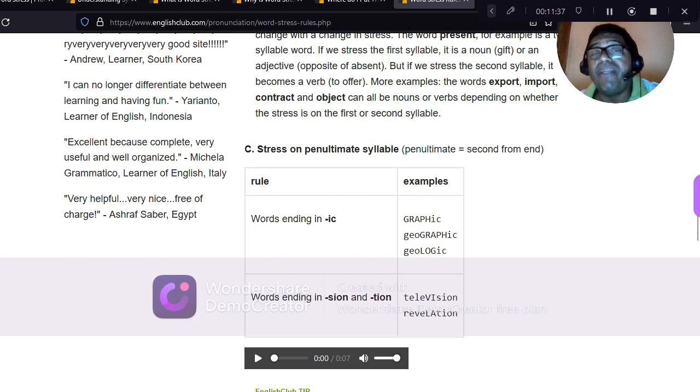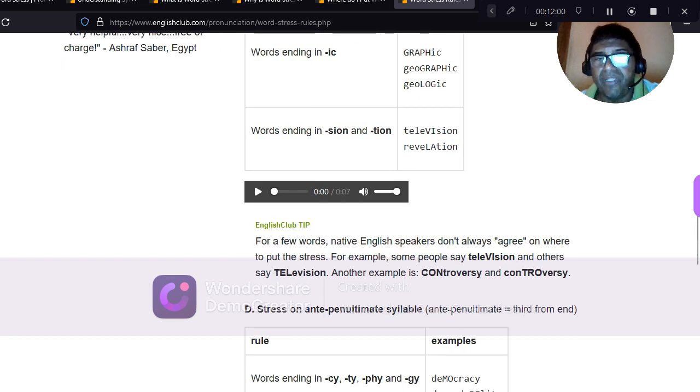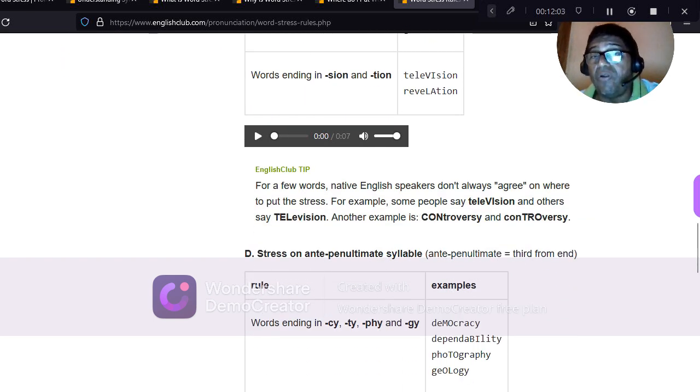Stress on the penultimate syllable. Penultimate meaning second from end. The rule is words ending in IC. Examples: graphic, it will have it on the first syllable. Geographic, it will have it on the second syllable. And geologic will have it on the second syllable. Words ending in shun and chun: television, revelation. For a few words, native speakers don't always agree on where to put the stress. For example, some people say television and others say television. Another example is controversy and controversy.